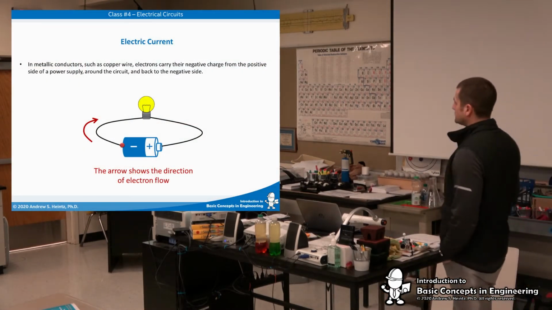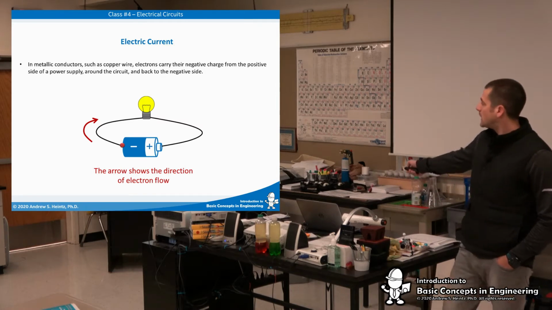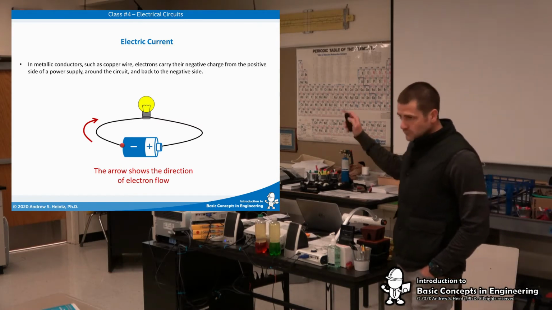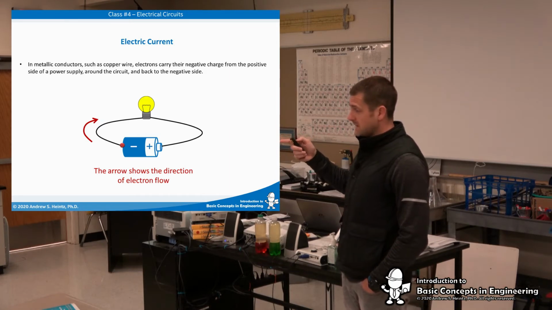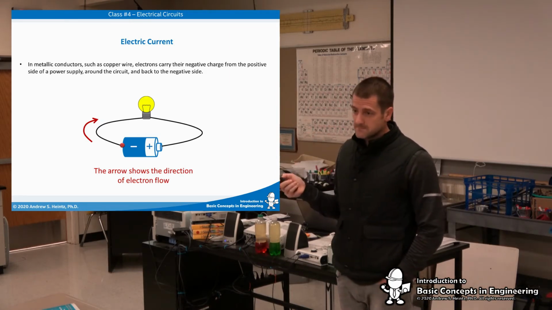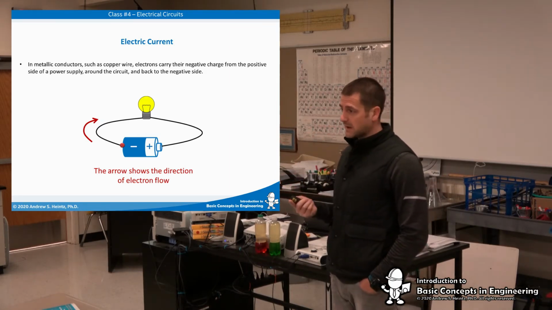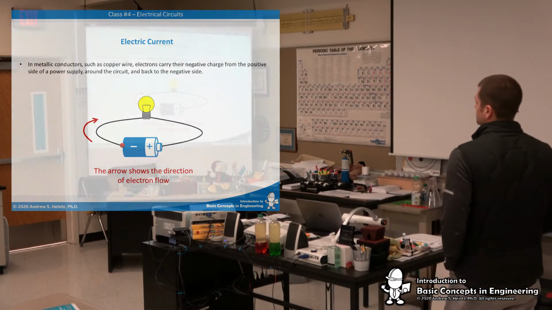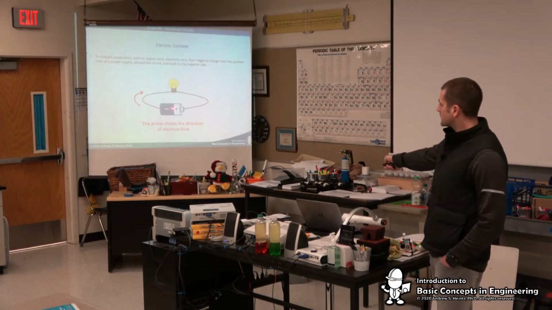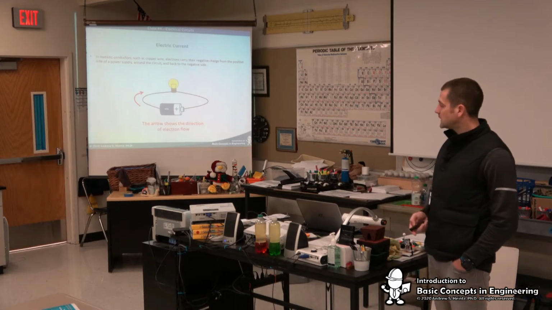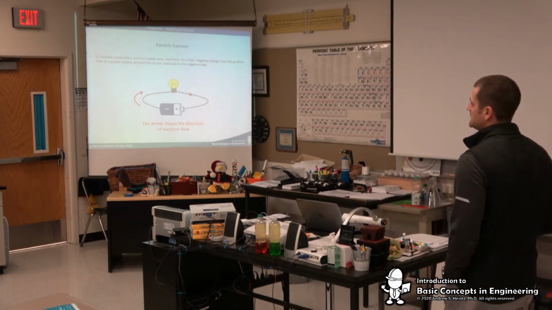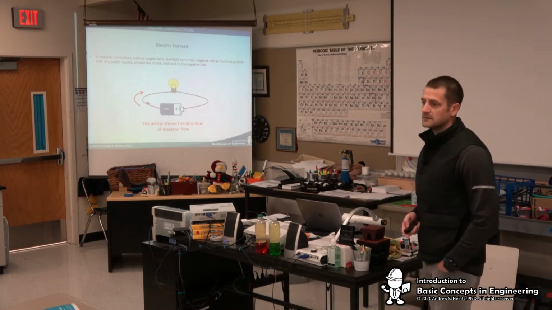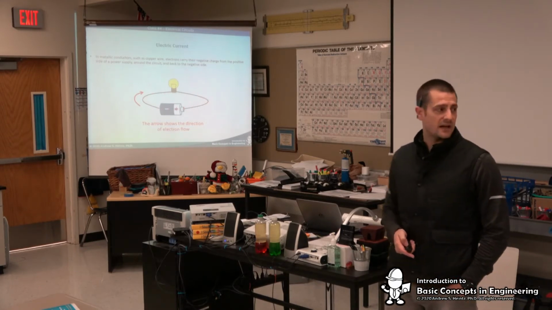So electric current, like we said, is the flow of electrons around a circuit. So remind me, the charge on an electron is what? Negative. And negative things like to go towards what? Positive, right? Because then everybody's happy. Everybody's neutral and everybody's happy. So if we have a battery hooked up to a light bulb, the electrons are going to flow from the negative side to the positive side, right?